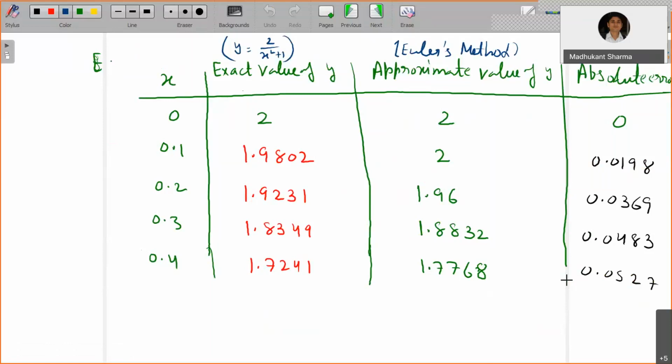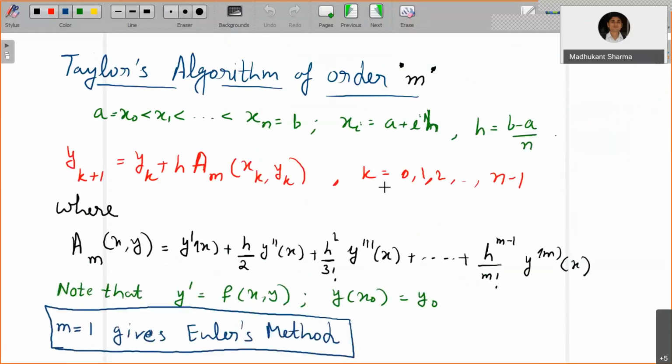Likewise, we can also derive Taylor's method of any order. Instead of truncating after the second term, you can truncate after the third term or fourth term, or whatever higher order you require. So here is Taylor's algorithm for order m. A is the start of a uniform partition of the interval AB.